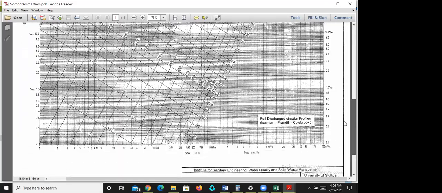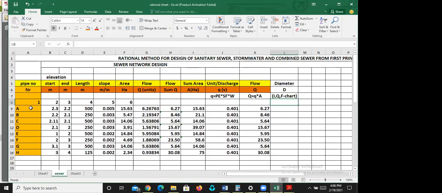So the first one, what do we have? What is the size of pipe A? Pipe A has a discharge of 1 unit in liter per second. No, that's not the place to put it.